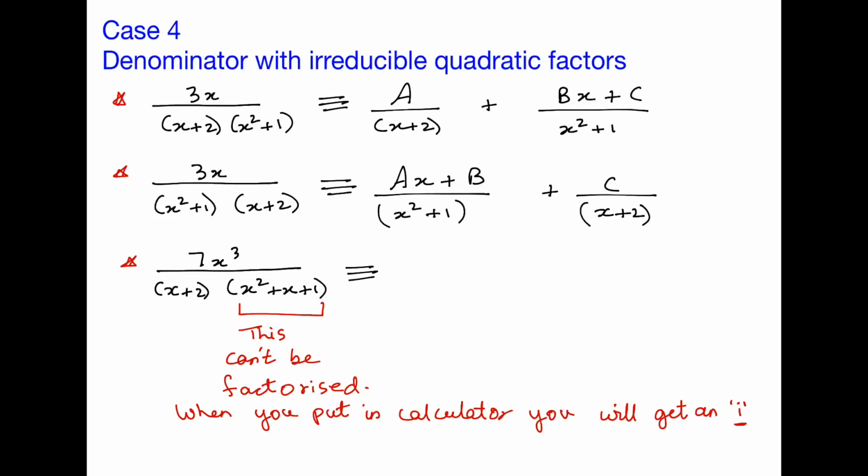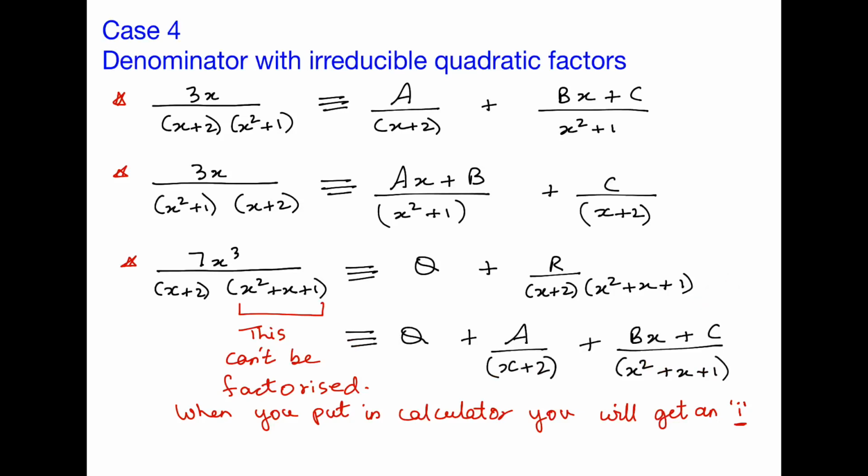The standard result for this is going to be quotient plus remainder over (x plus 2)(x squared plus x plus 1). This (x plus 2) and (x squared plus x plus 1), with the remainder, we will express as a partial fraction. And the standard result is going to be quotient plus A over x plus 2 plus (Bx plus C) over (x squared plus x plus 1). We need to find the quotient, A, B and C.